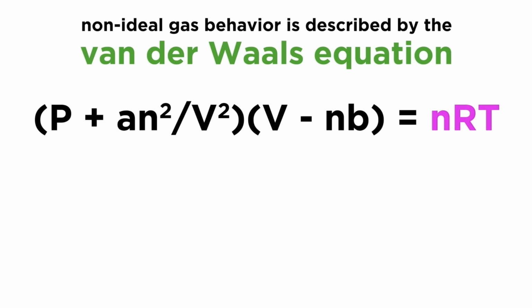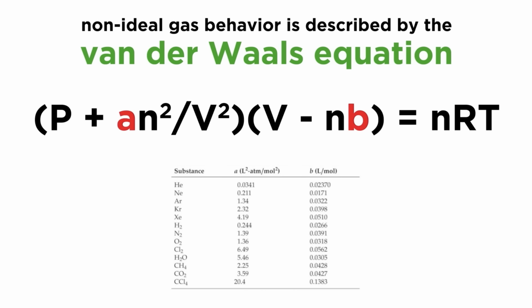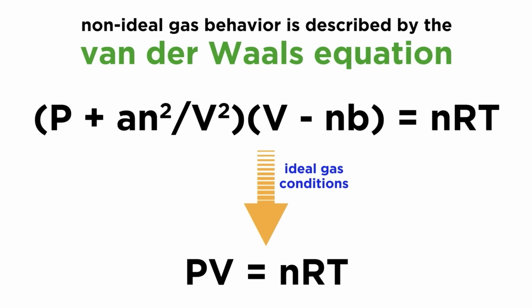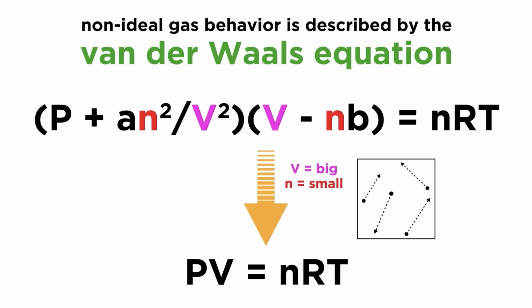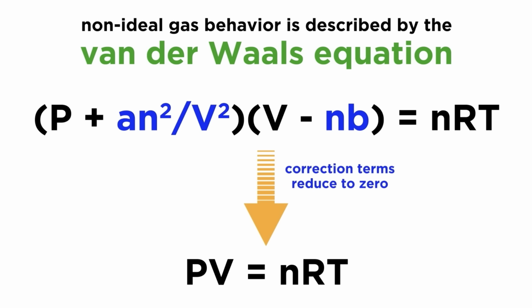The right side of the equation will remain unchanged. Each gas will have its own values for the constants a and b, and we will simply look them up in order to do calculations. Let's make sure to note that the van der Waals equation will reduce to the ideal gas law under ideal gas conditions. If the volume is very large and the number of moles is very small, which results in a gas that is very sparse, this would allow for the assumptions associated with ideal gases to be valid, and these correction terms will approach zero, making them negligible.